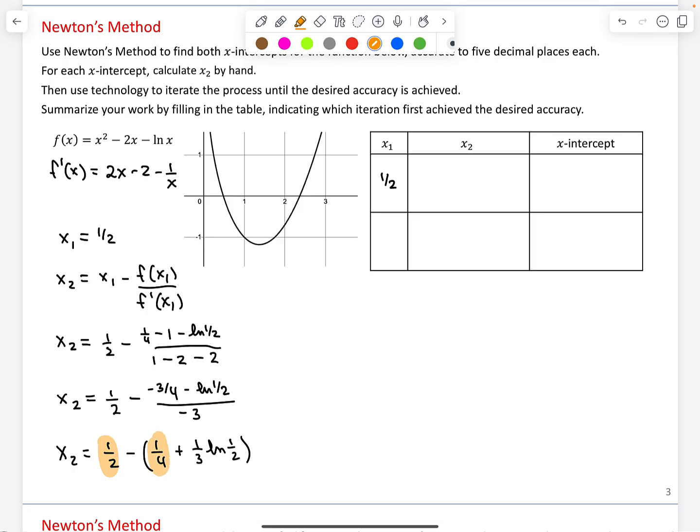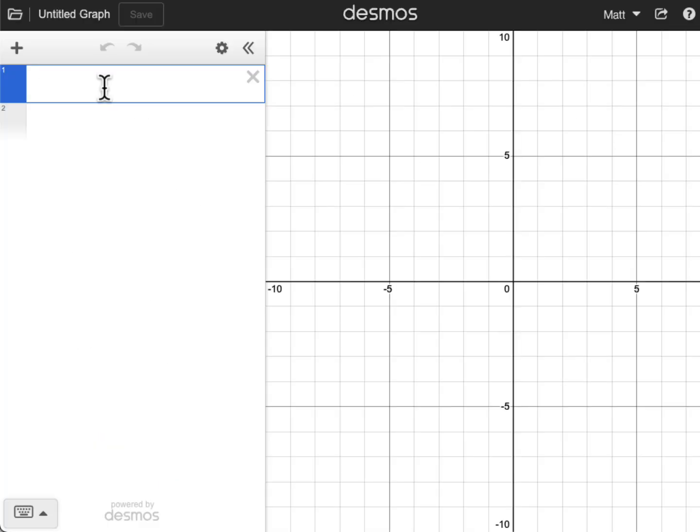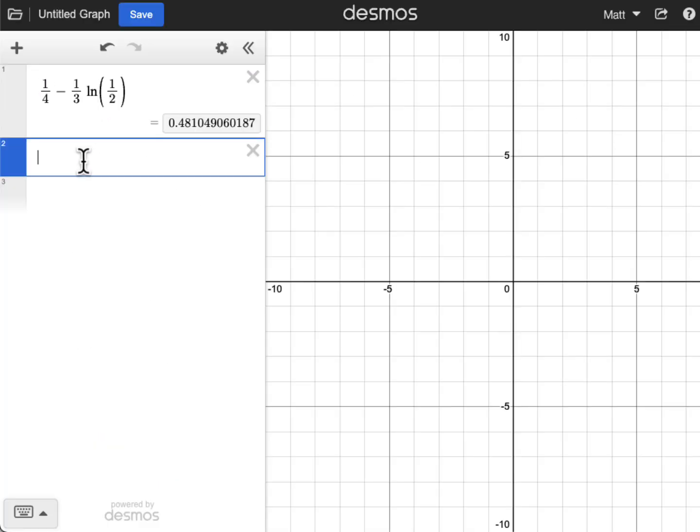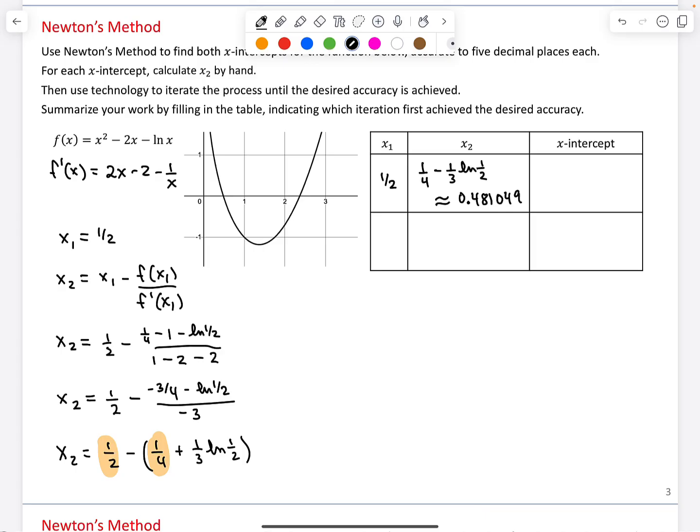And 1/2 minus 1/4 is 1/4. So my x2, I'll put in my table, is 1/4 minus 1/3 natural log of 1/2. This is what x2 would be in exact form, calculating it by hand. Typing this expression into Desmos, we get a decimal form of about 0.481049, rounded to 6 decimal places.